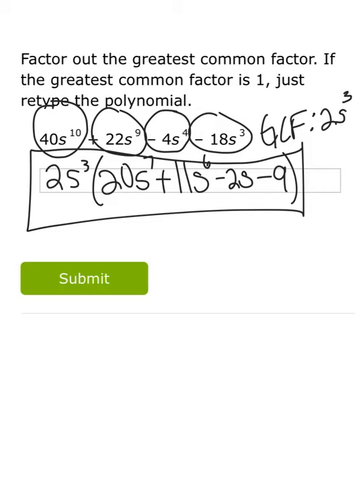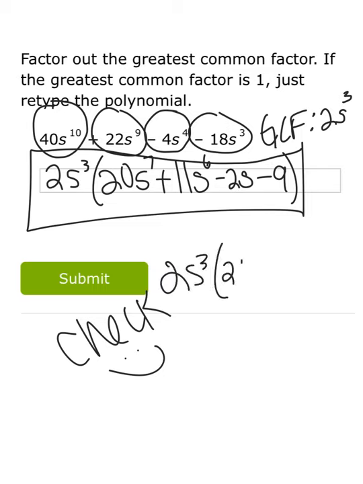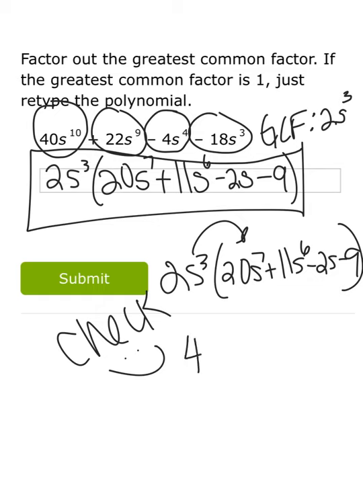And you know, just for fun, let's go ahead and check it. If I distribute all of this back out, give me a second to write all of this. Okay, 2s cubed times 20s to the 7th would be 40s to the 10th. 2s cubed times 11s to the 6th would be 22s to the 9th.